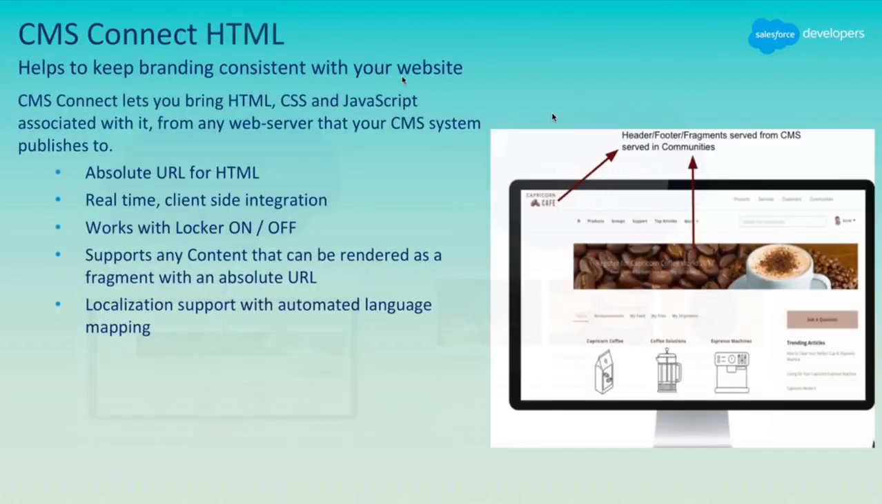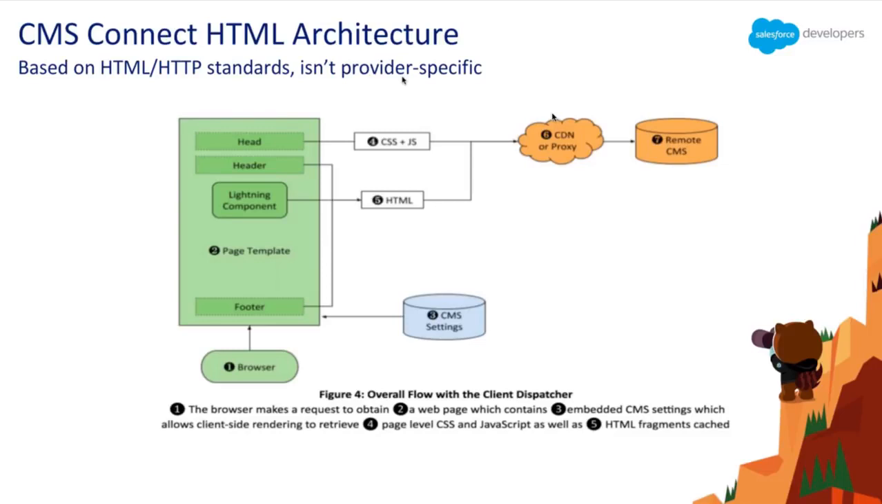CMS Connect HTML connector helps to bring fully rendered HTML web content like header, footer, banner into communities. It's rendered via URL, and content having cross-origin resource sharing enabled is brought in real time, client-side. The architecture is built on HTML and HTTP standards, so it's not a provider-specific connector. The way it works is you provide public CMS server information in CMS settings, and during client-side rendering, an XHR call is done to get the content.